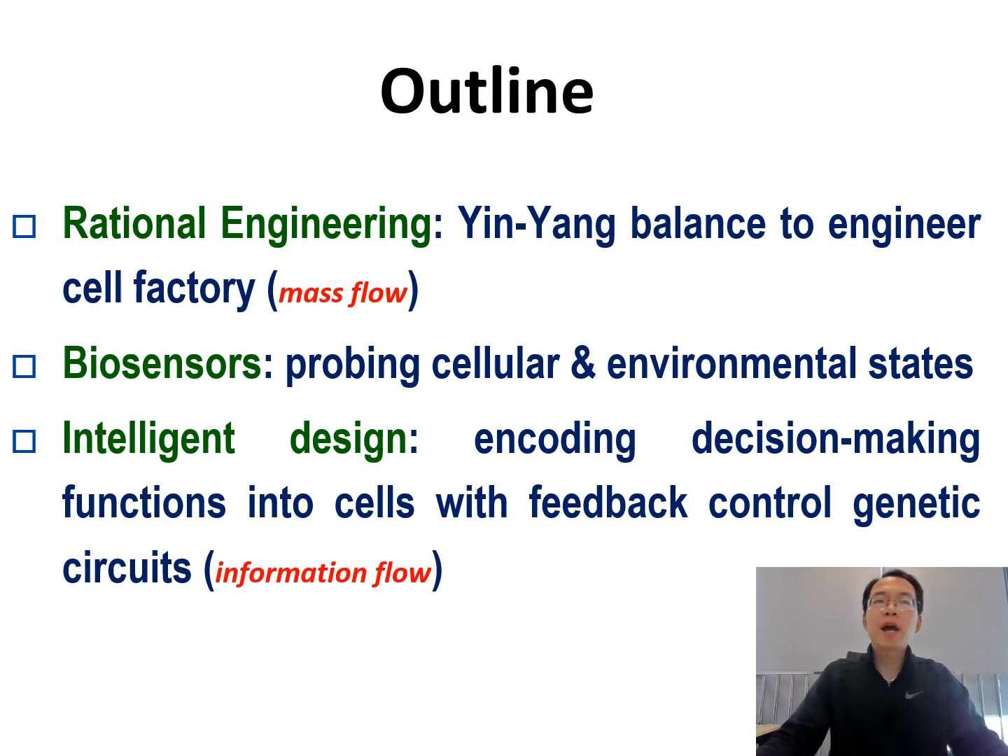The bridge, or the connecting point between rational engineering and intelligent control, will be biosensors, especially transcription factor-based biosensors, which allow us to precisely probe cellular states. And the last point will be the intelligent control system. With the two approaches converged together, we think we'll be able to encode decision-making functions and complex logic functions into cells, using interlinked feedback genetic circuits, so we can make the cell dynamically respond to its changing environment and adjust its growth fitness to improve biomanufacturing efficiency.